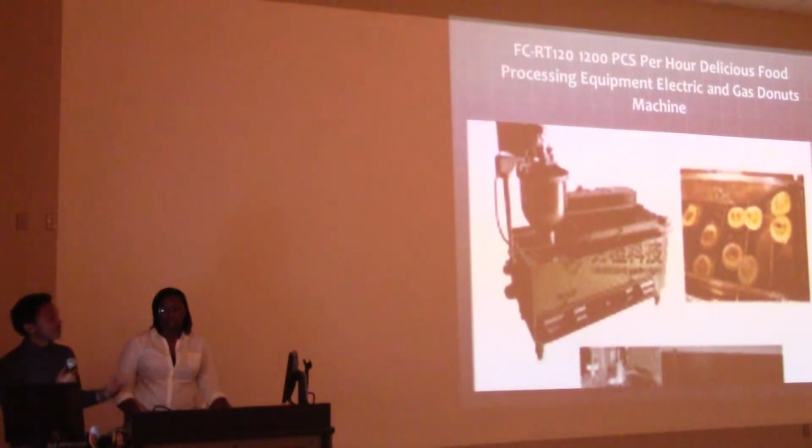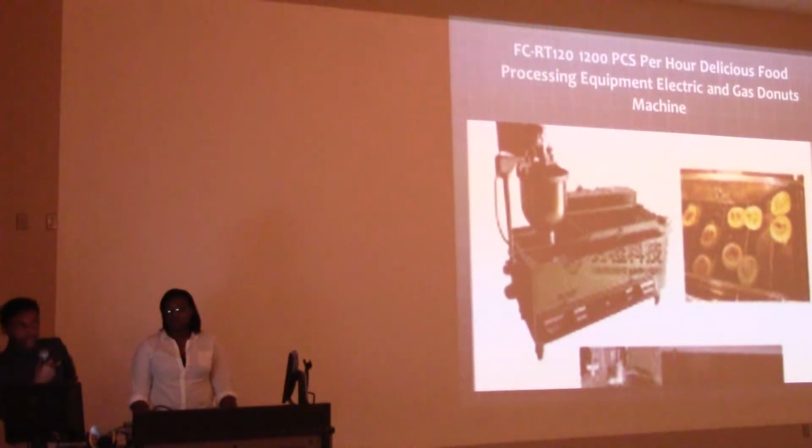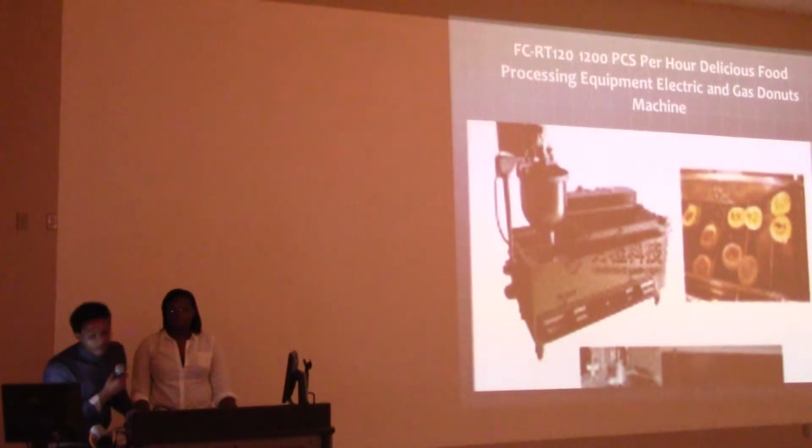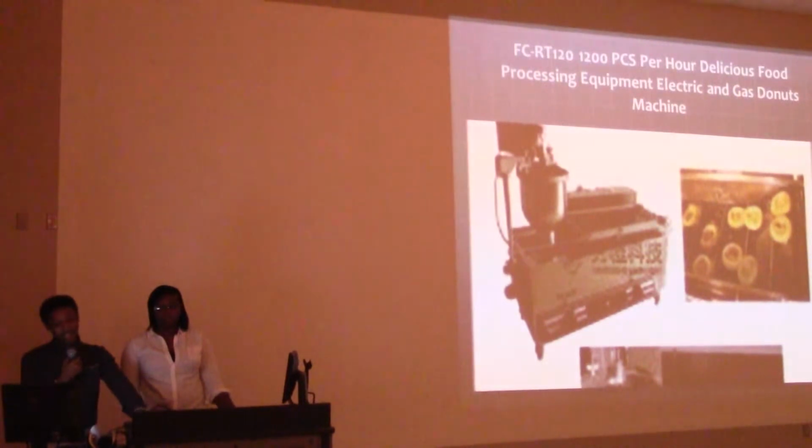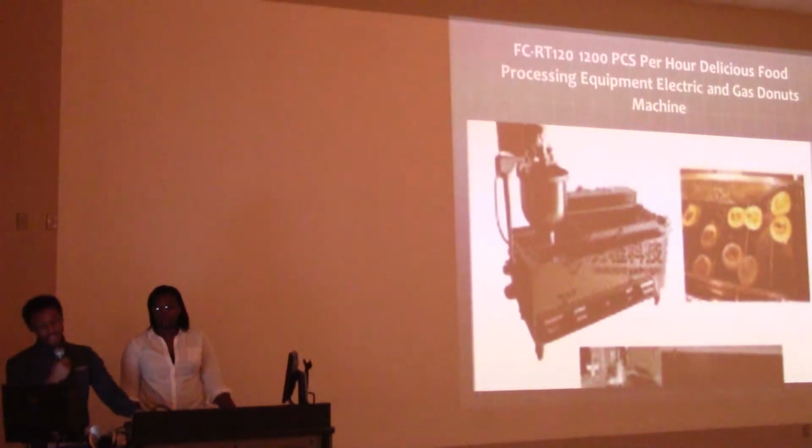Now, we've learned the way to naturally make donuts with your hands, but we have machines that will do it for you, which is awesome. This is the FC RT120, 1200 pieces per hour, delicious food processing equipment, electric and gas donut machine.